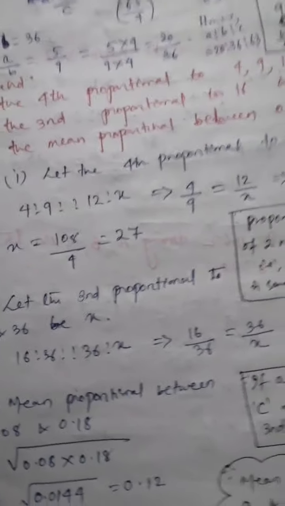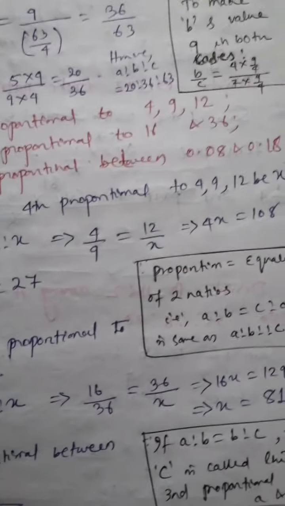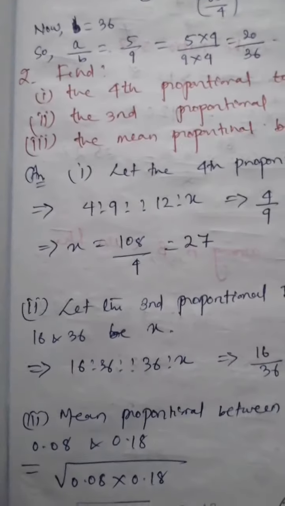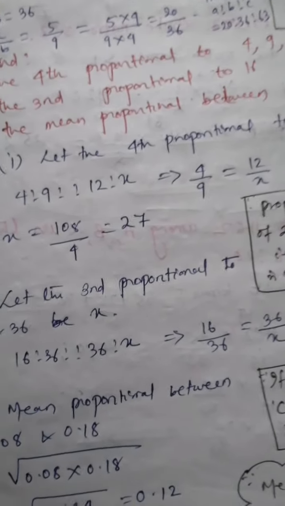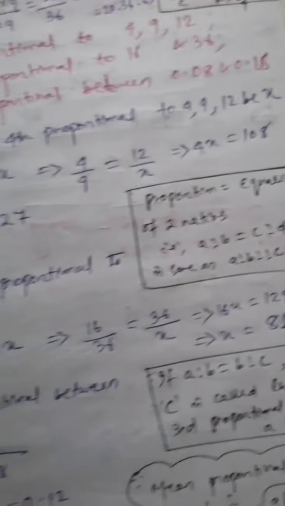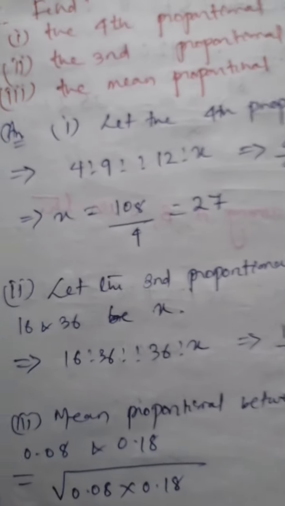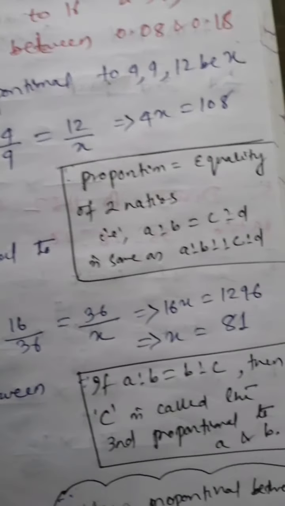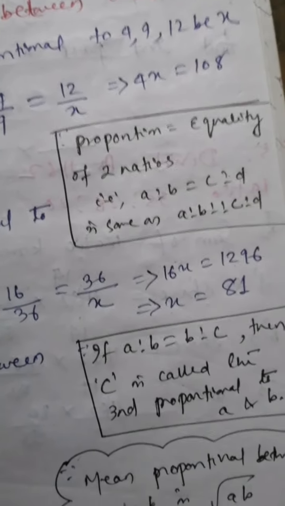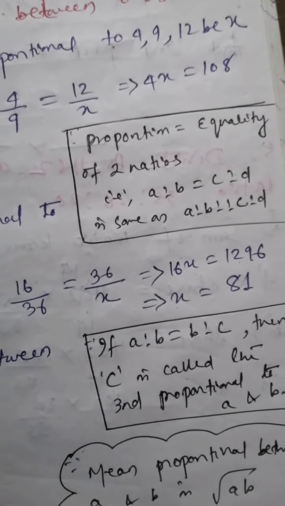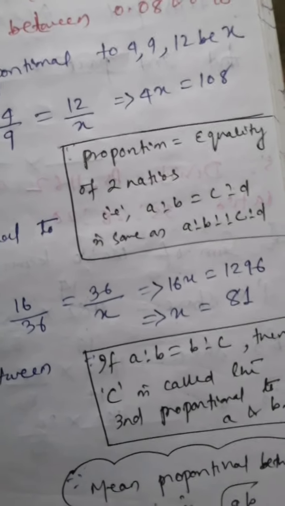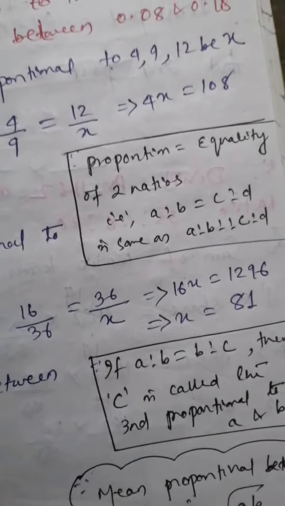The very simple thing: let the fourth proportional be x. We can write 4 is to 9 proportion to 12 is to x, and by solving this way we get x equals 27. Because we know proportion is equality of two ratios, that is, A is to B equals C is to D is the same as A is to B proportion C is to D. So bit 1 is solved.